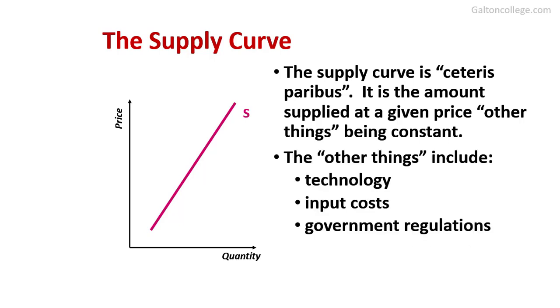The other things include technology, input costs, government regulations, and so on. So any of those changes will cause a shift of the curve. If technology changes, it may move the curve out here somewhere. Again, it would be parallel to itself. So at a going price, more is produced because the technology is better.